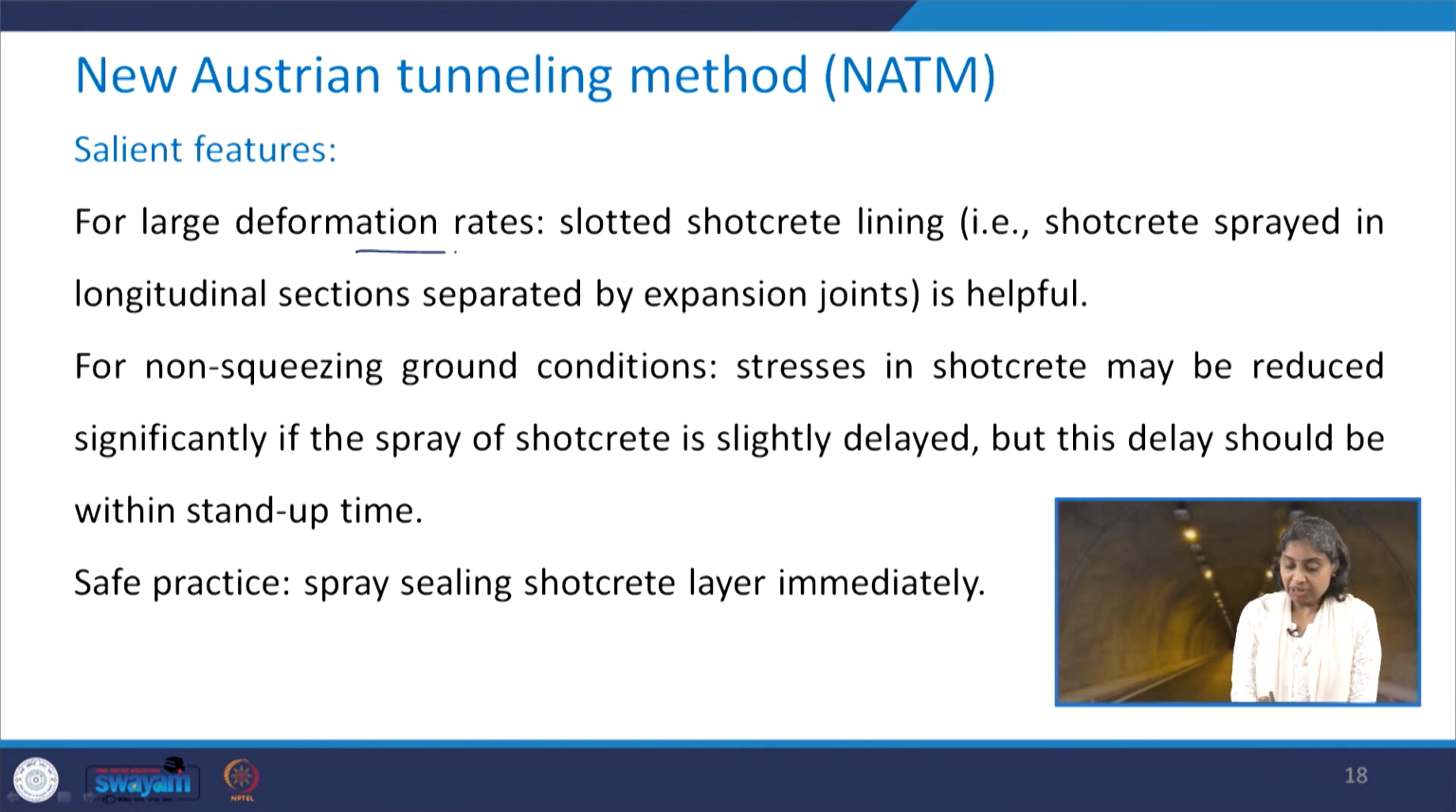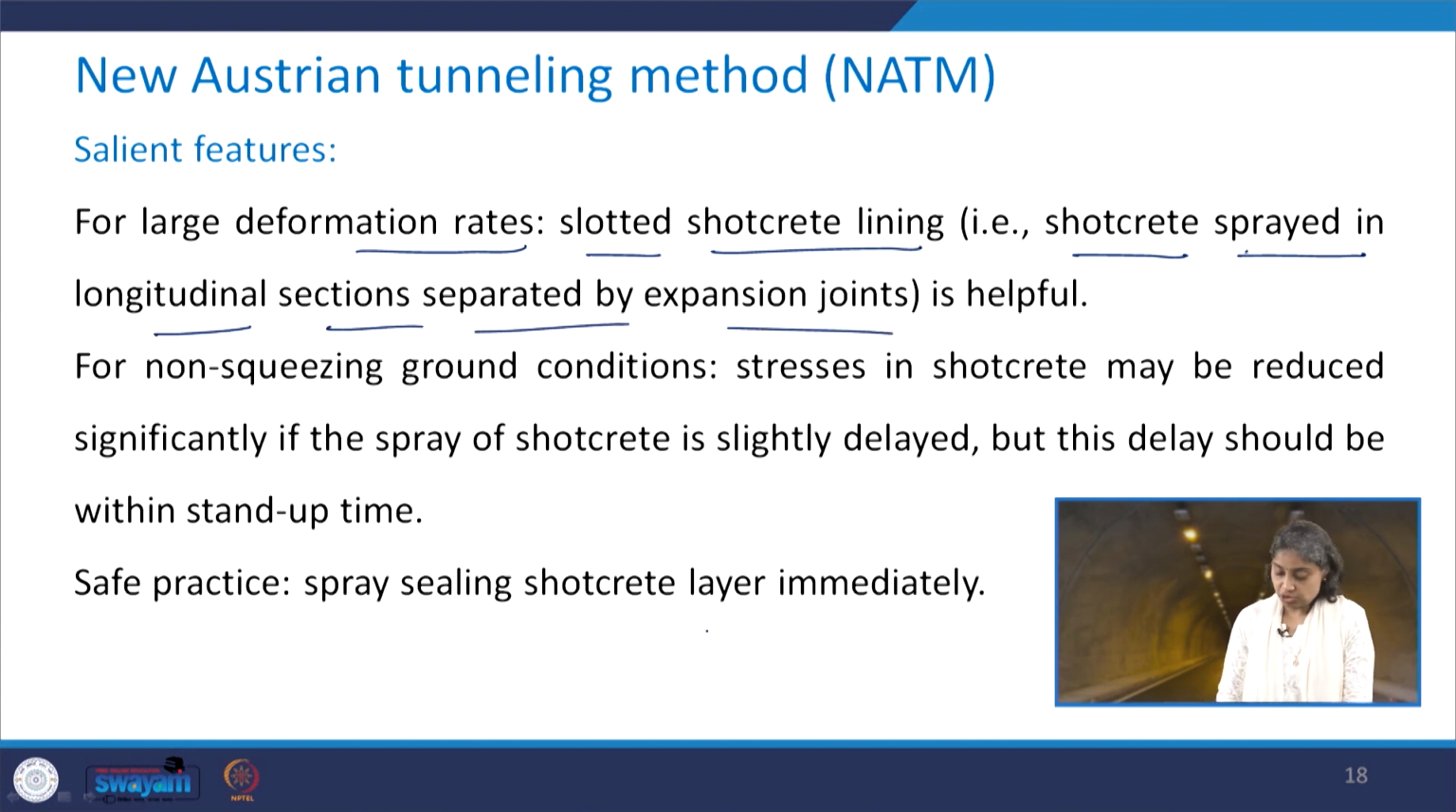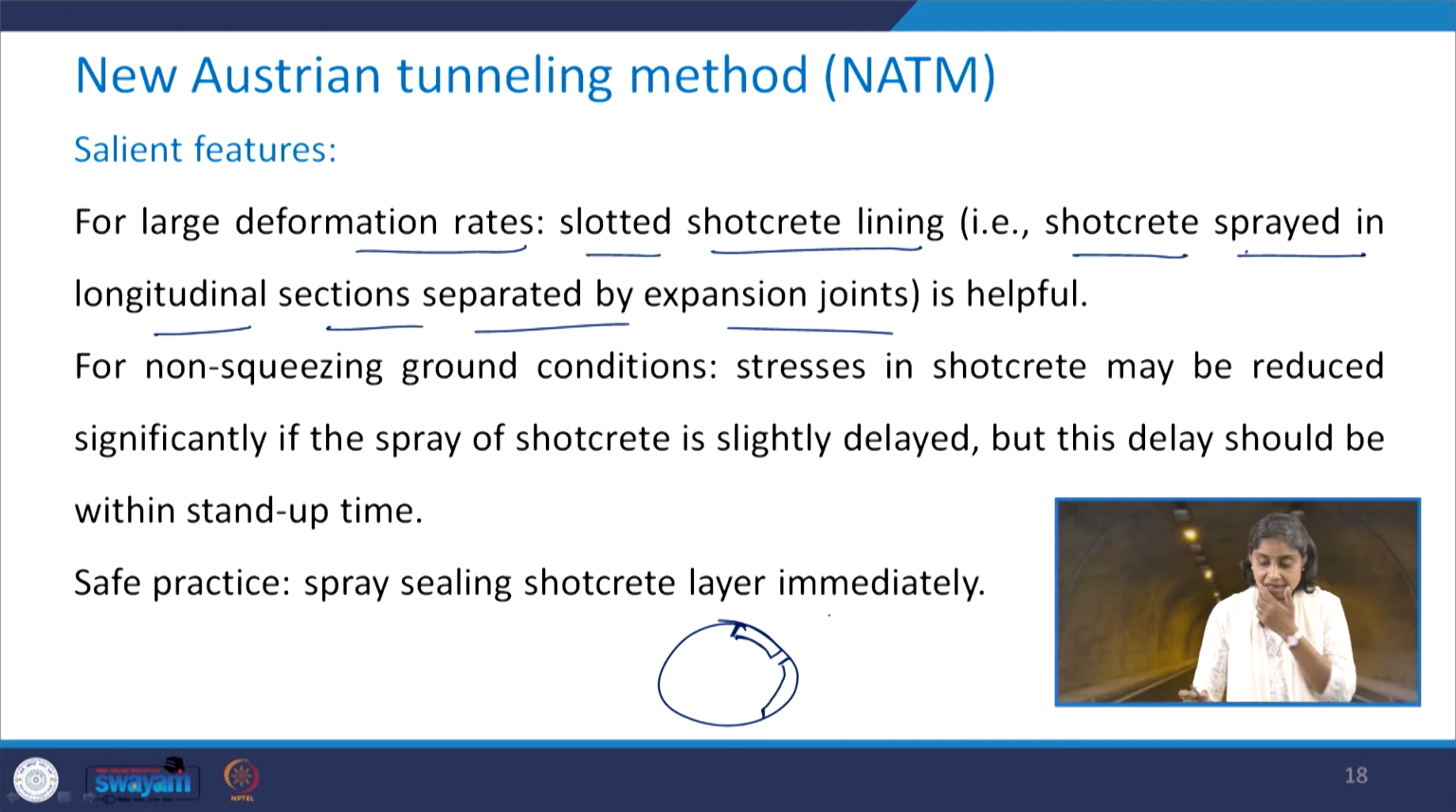For large deformation rates, slotted shotcrete linings are used, which means that the shotcrete is sprayed in longitudinal sections separated by expansion joints. So, let us say if this is the excavation, I spray in the longitudinal direction, meaning the direction perpendicular to the plane of the screen. Let us say I spray the shotcrete up to this much of the area, and then I leave a little bit of space as an expansion joint, and then go ahead further. So, this is the shotcrete sprayed in longitudinal sections which are separated by the expansion joints.